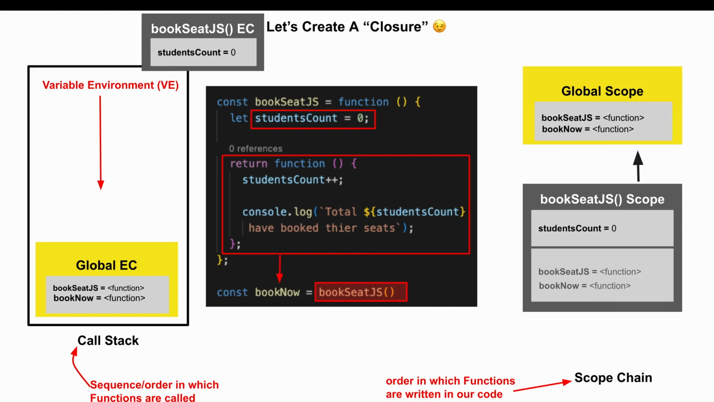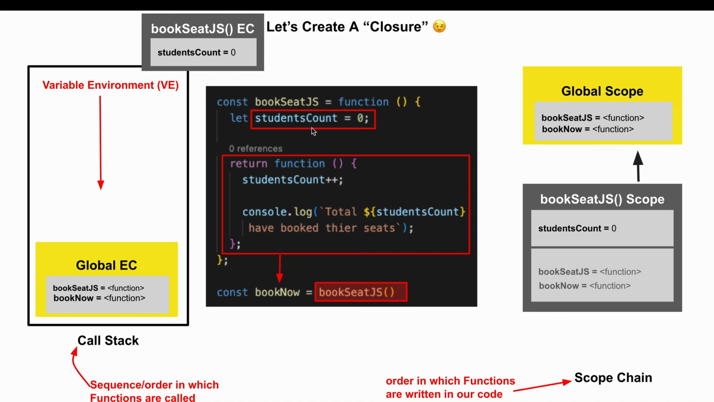So whatever we have done, we wrote a function, a global execution context will get created, and if the global execution context is getting created, obviously there will be a global scope. In the global scope, since we wrote functions, those functions will be available in the global scope as well as the execution context. And then we are calling this bookseed.js function. That means a new execution context for this particular function will get created. For that we will have the scope, bookseed.js scope.